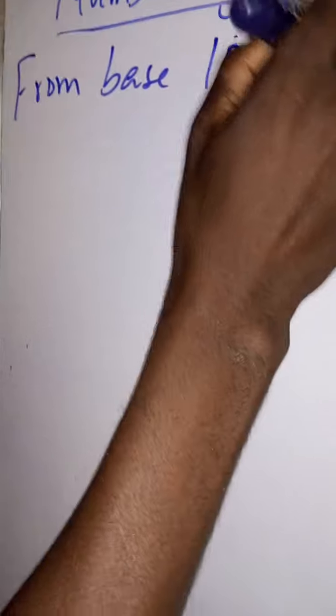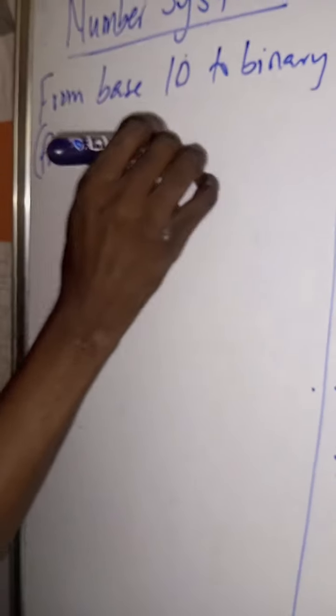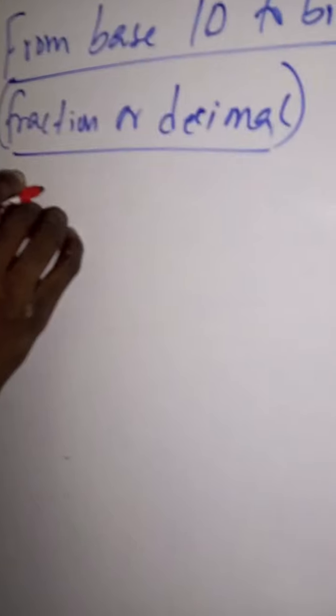From base 10 to binary. I mean fraction or decimal. So our answer could be in the form of decimal. Let me put our answer in decimal. We got 5 whole number, I think.